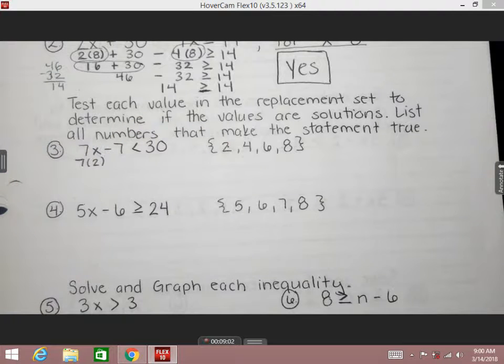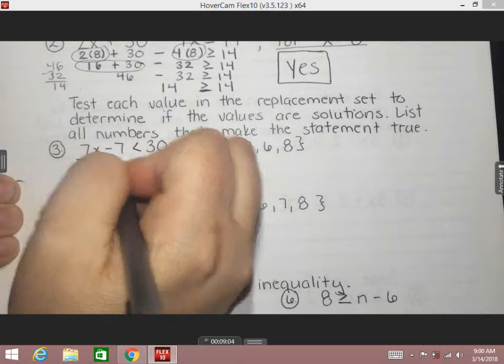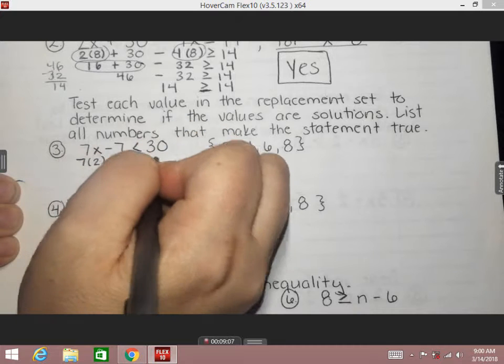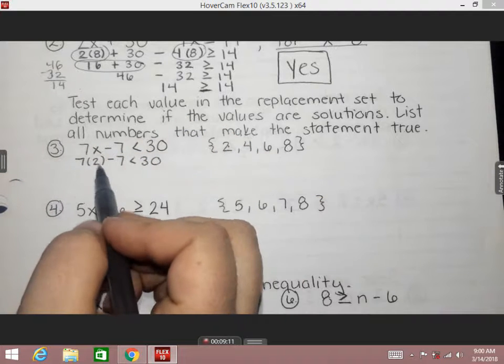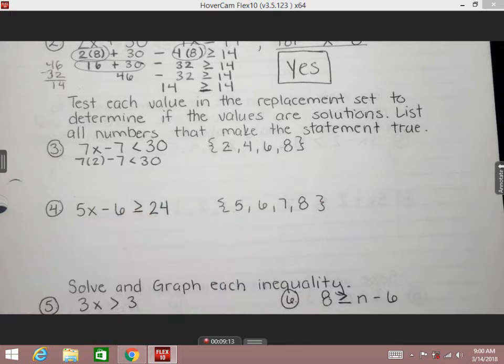Okay, so you should be writing this down with me. Minus 7 is less than 30. So all I've done, guys, is I picked my first number and I'm replacing x with it. Now what do you think I need to do? Multiply 7 times 2. Now we're going to work it out, guys.